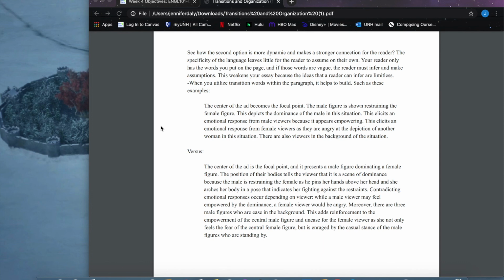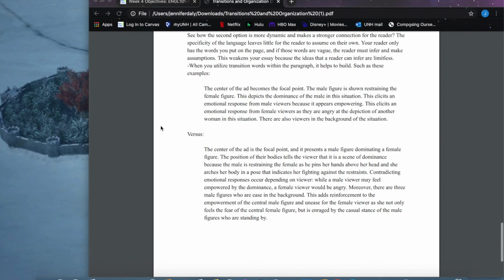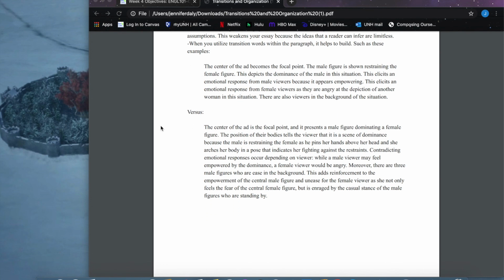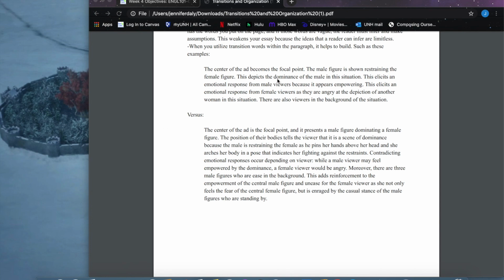The ideas are just sort of loosely floating around, right? How are they connecting to anything? They're not connecting to each other here. I don't have much in the way of, there's some example, but it's very unspecific, okay, versus this. The center of the ad is the focal point, and it presents a male figure dominating a female figure. The position of their bodies tells the reader that this is a sense of dominance because the male is restraining the female as he pins her hands above her head and she arches her body in a pose that indicates her fighting against the restraints.